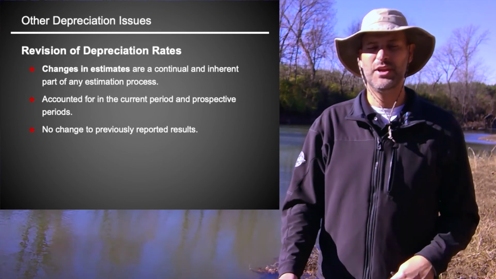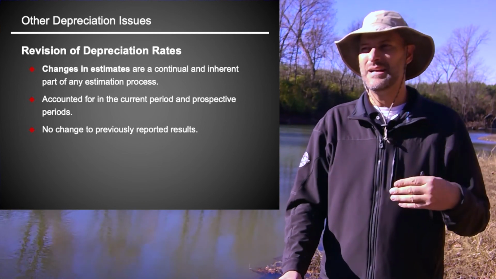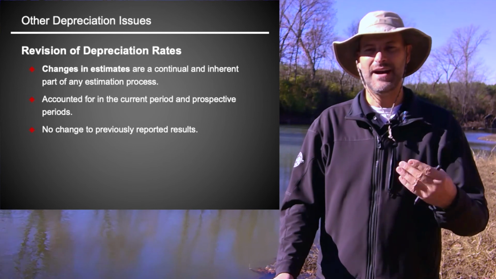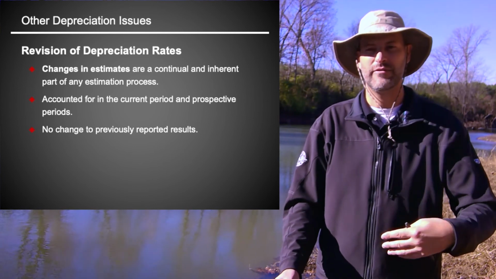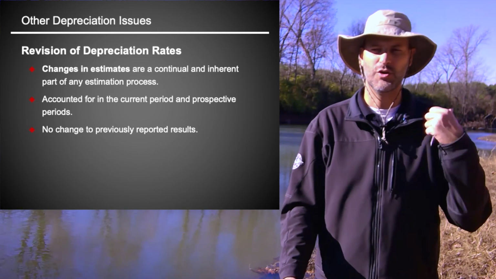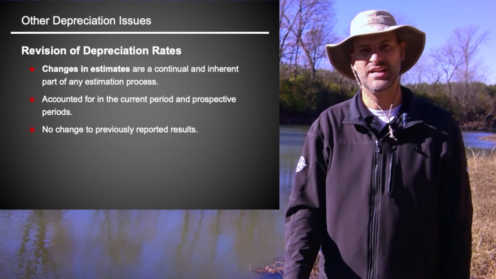So for whatever period has not been used up yet, let's say you had 5 years left and you think it's going to be 10. Well, you take whatever your net book value is, and instead of going over 5 years, you go over the remaining 10 years. You don't go back and change anything, because again, it is a change in an estimate.